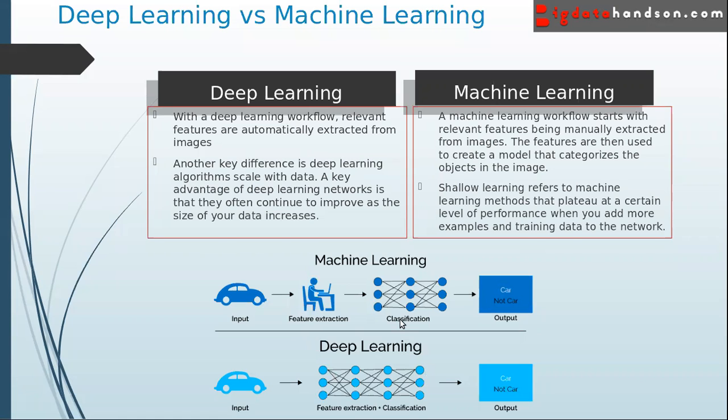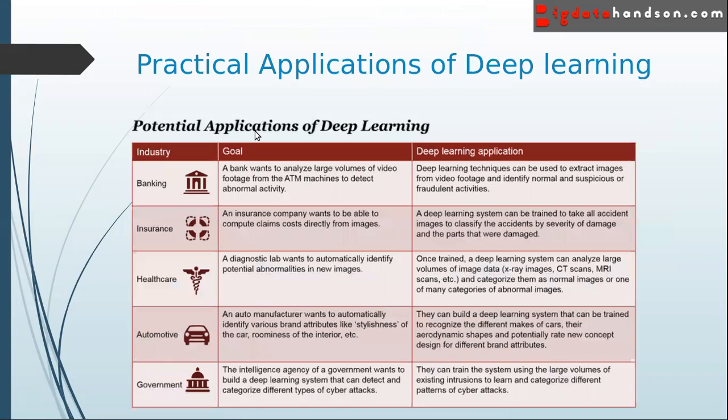Okay, so on the practical applications of deep learning, in various fields we are using deep learning, right? We are using it in banking, insurance, healthcare, automotive, and government. So there are some fields where deep learning is used. Let's say banking. The goal of the application used in banking is that the bank wants to analyze a large volume of video footage from the ATM machines to detect abnormal activities.